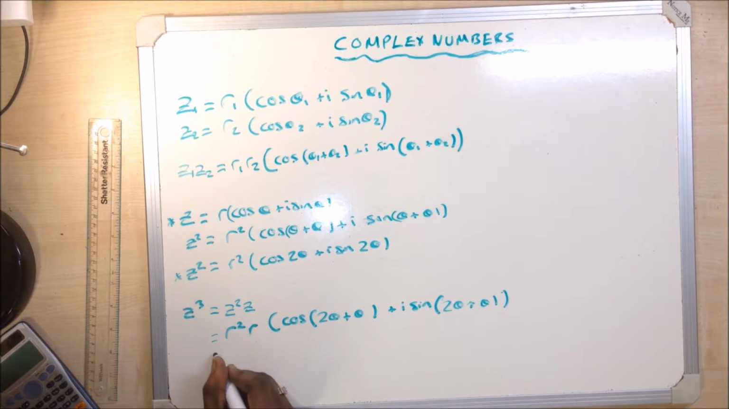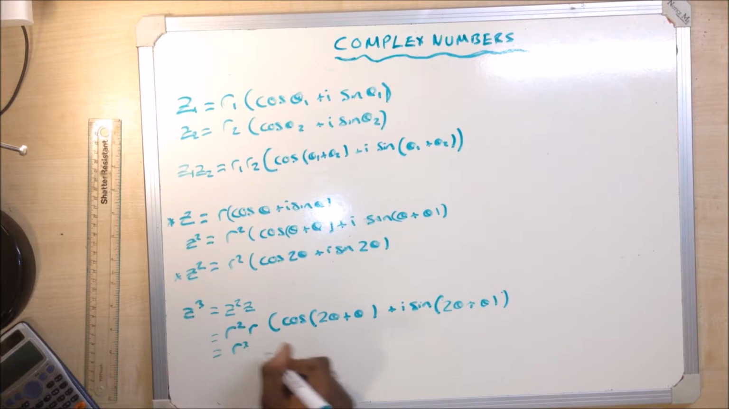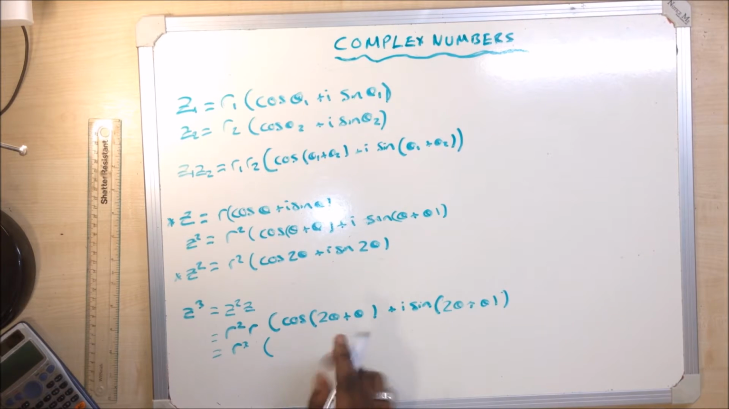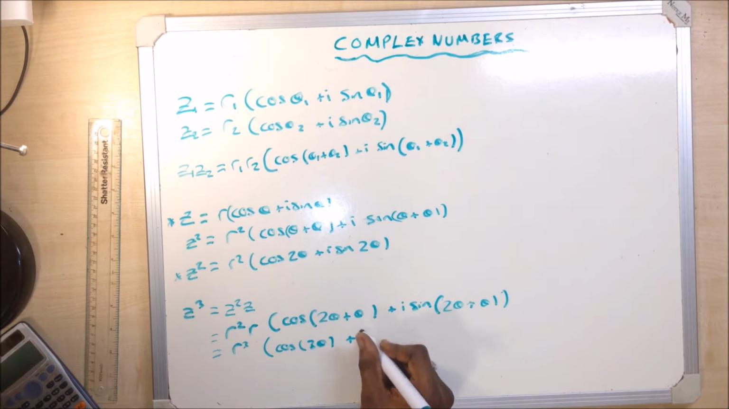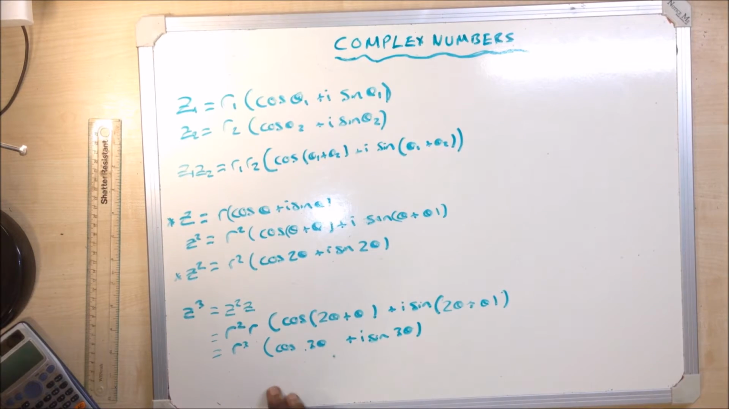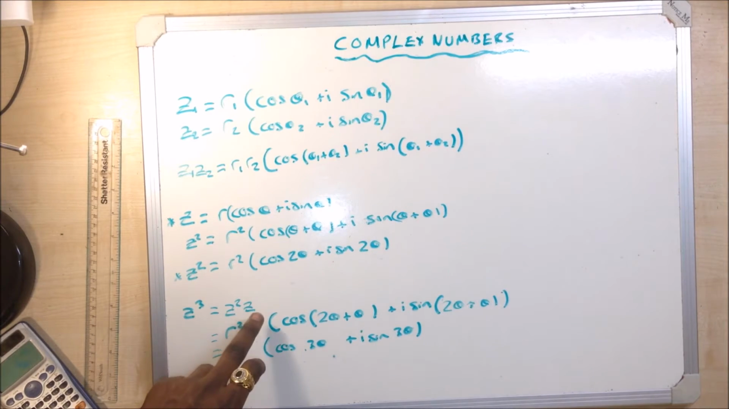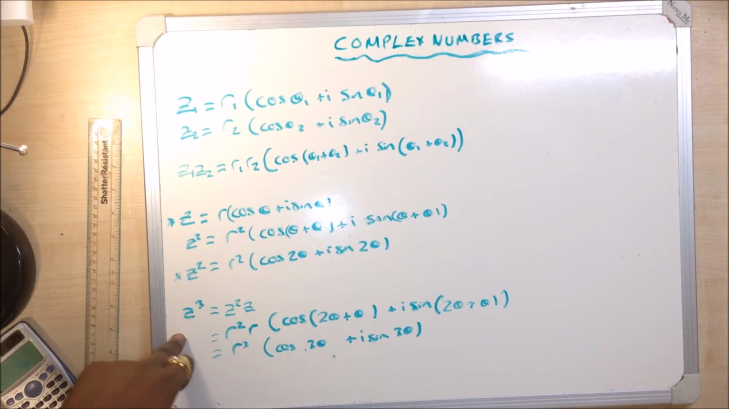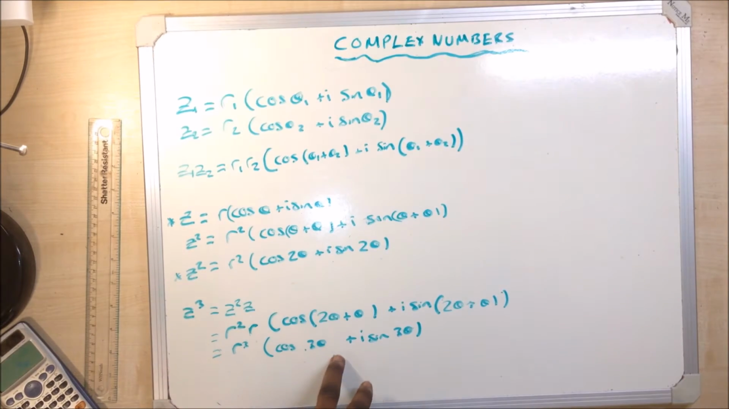If we were to simplify this, we would get r cubed, and 2 theta plus theta is 3 theta, so cos 3 theta plus i sin, same here, 2 theta plus theta is also 3 theta. So we worked out z squared times z, which is essentially z cubed, and we got this.